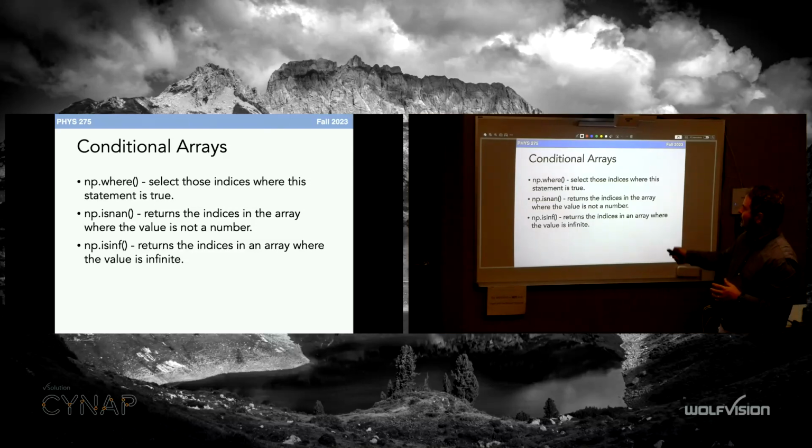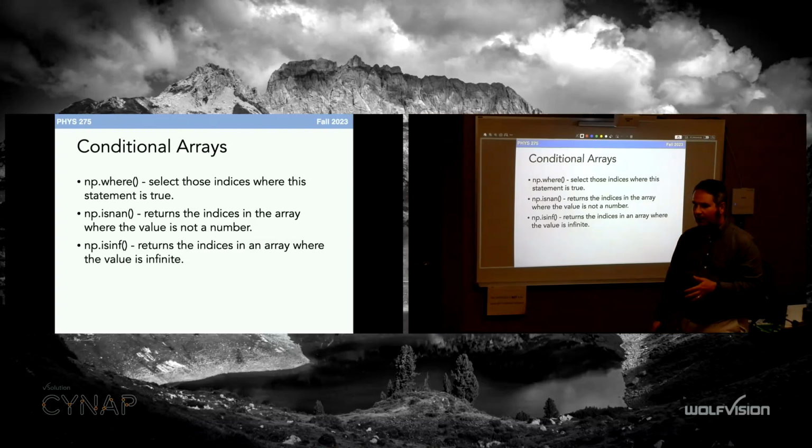So conditional arrays allow you to then filter that. So you can say, OK, where is this statement true. is none and is inf are important, because not a number is something that you want to know, and inf is where you accidentally divided.